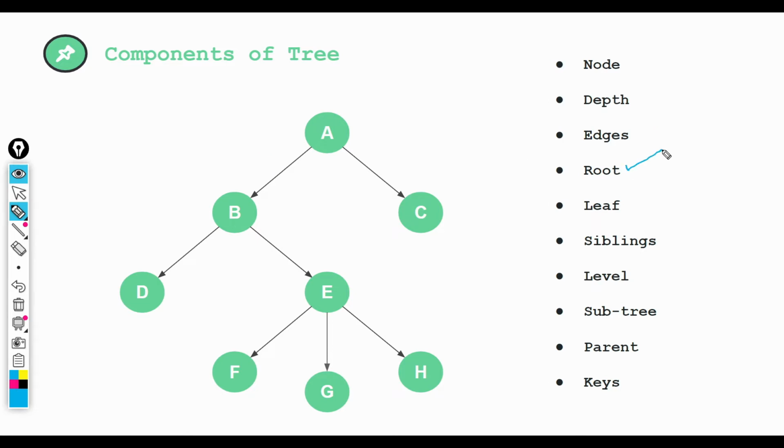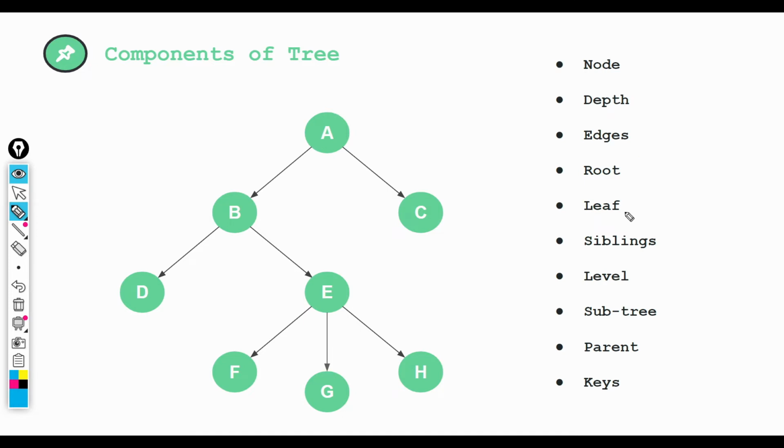The next component is root. The first or topmost node of a tree is called the root or parent node. As we have this top node, which we can call the root node or parent node. But in a tree, we can have multiple parent nodes, but we can have only one root node.